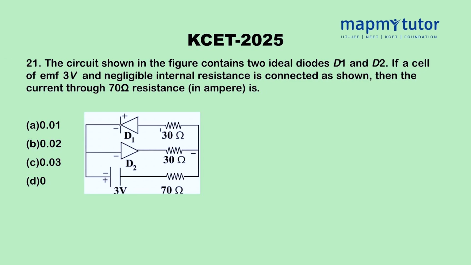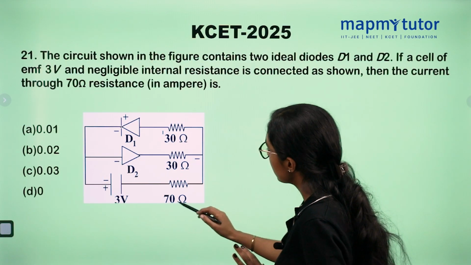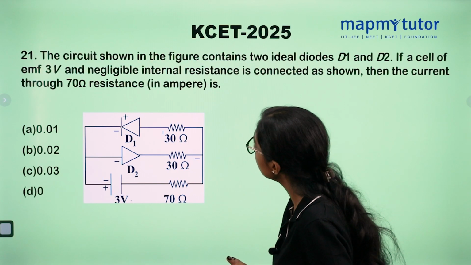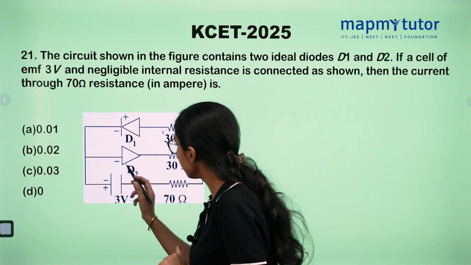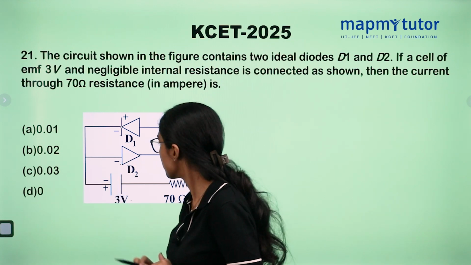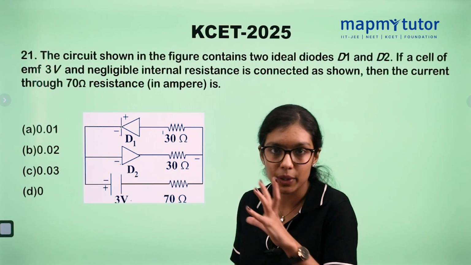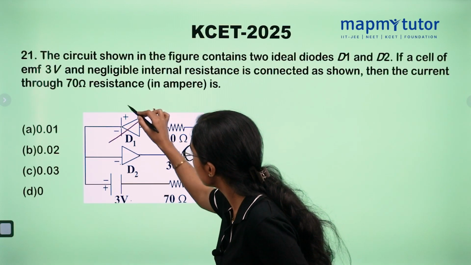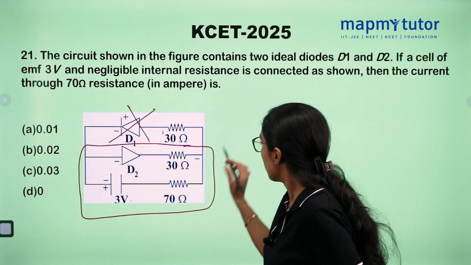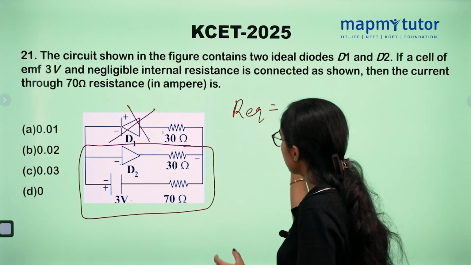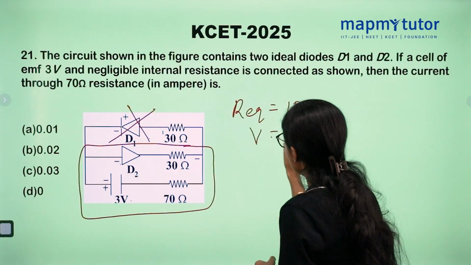The circuit shown in the figure contains two ideal diodes. We have D1 and D2. And you have your resistors 70, 30, 30 and a voltage of 3 volts. Now if you see carefully, this is forward bias, this is reverse bias, correct? Here you see the current. So reverse bias, you know that current will not flow and hence we don't have to take this. So we have only this part of the circuit now. What is your R equivalent? R1 plus R2, these two are in series. So 100 ohms. My voltage is 3.